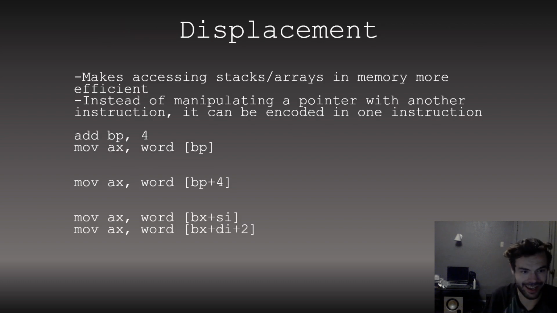All right, displacement makes accessing stacks and arrays in memory more efficient. Very nice. Instead of manipulating a pointer with another instruction, it can be encoded in one instruction. What I mean by this is, you can say add BP, 4, then mov AX, word [BP], or you can do mov AX, word [BP + 4]. And this isn't that abstracted, because the first one is 2 different instructions, while mov AX, word [BP + 4] is actually one instruction. The processor has ways to make that one instruction. So you're actually saving space whenever you do this.